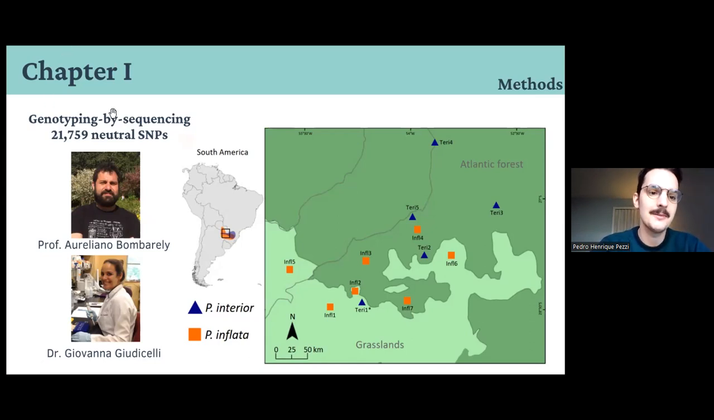So we used genotyping by sequencing for all these populations here. In the shaded blue area, we can see the distribution of Petunia interior. The orange shaded area is the distribution of Petunia inflata, and they occur here in southern Brazil, part of Argentina and Paraguay maybe. And they have a large overlap area here in the transitional zone between the Atlantic forest and the grasslands. So we focused our sampling in this area.